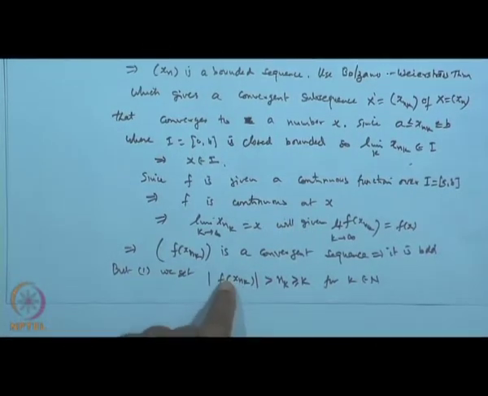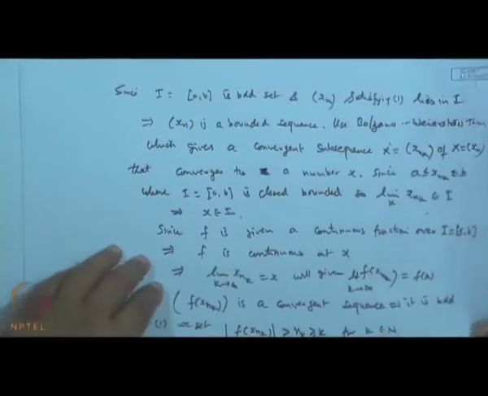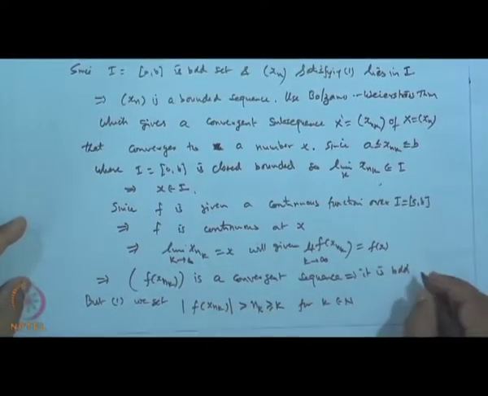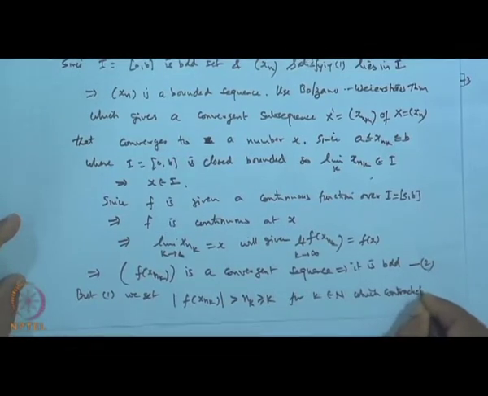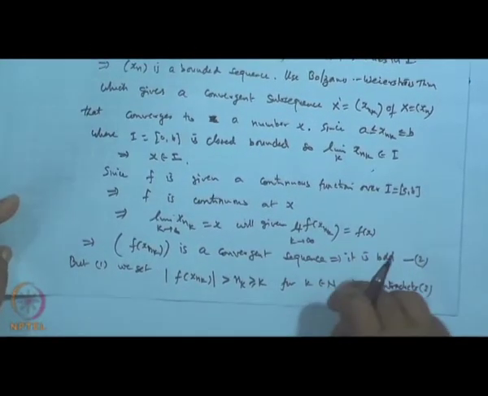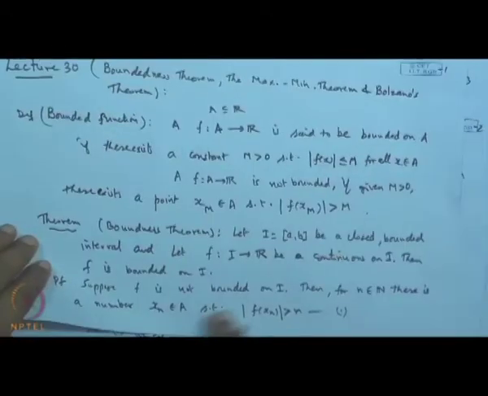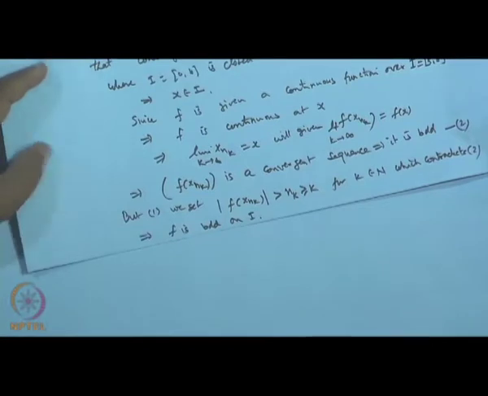So, this continuous function is not bounded on the closed bounded interval. So, the supposition that the function is not bounded gives a contradiction, which contradicts 2, because this shows it is unbounded, whereas we have already shown it is bounded. The contradiction is because of our assumption that f is not bounded on I. So, this shows that f is bounded on I, that is, on the closed interval. So, this proves the result which is known as the boundedness theorem.